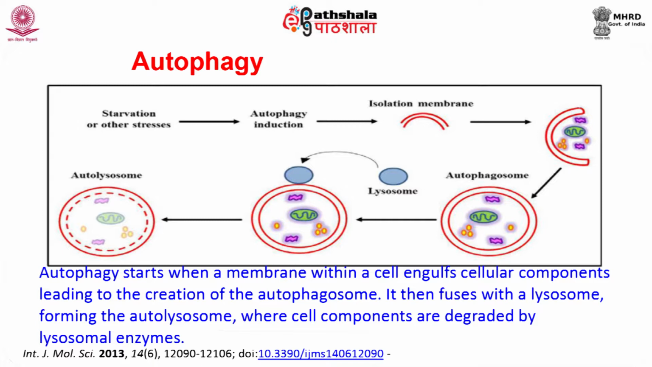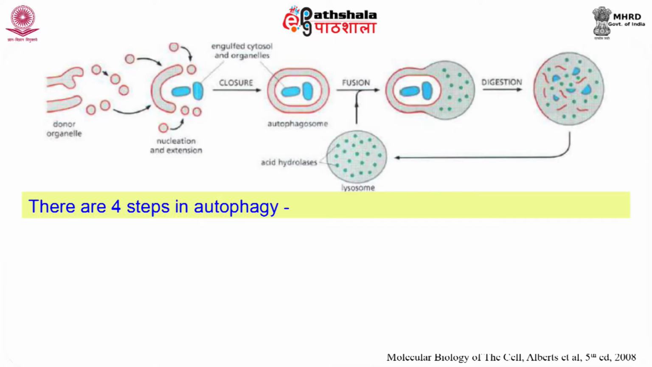Under starvation condition, large portions of cytosol are non-selectively digested in autophagosome. These digested materials are then used for cell survival when external nutrients are very much limited. The process of autophagy can be divided in 4 broad steps.